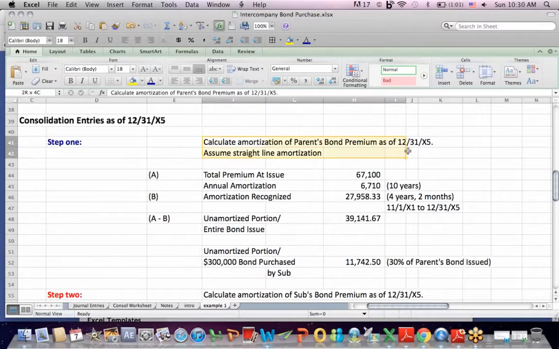Step one, we calculate amortization up until the time of consolidation, which in this case is 12/31/X5. I'm going to assume straight line amortization. So here's the premium that the issuer had. Let's evenly divide it over the 10 years the bond is outstanding. It's been 4 years and 2 months since the issue date, so we're going to amortize this much. And we have the difference between the $67,000 and the amortization recognized as the unamortized portion of the bond issue. We have to keep in mind that the subsidiary only bought $300,000 of the $1 million issue, so only $11,742 roughly is the unamortized portion of the bond that was purchased by the subsidiary. So that's one thing. That's the amortization of the parent's premium.